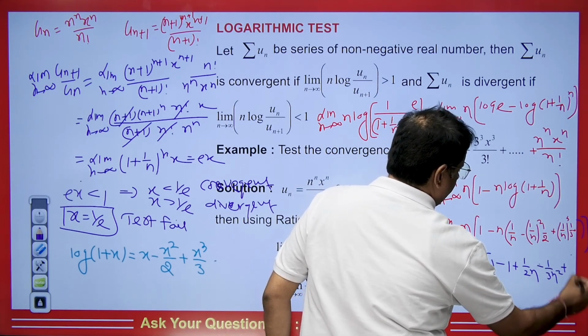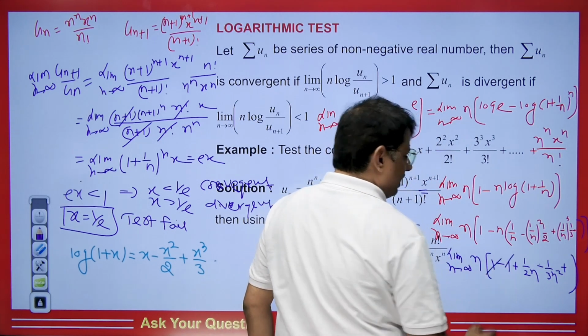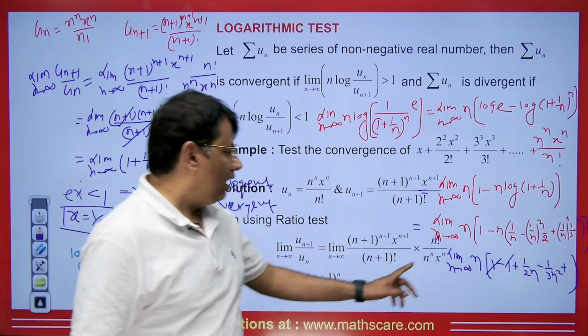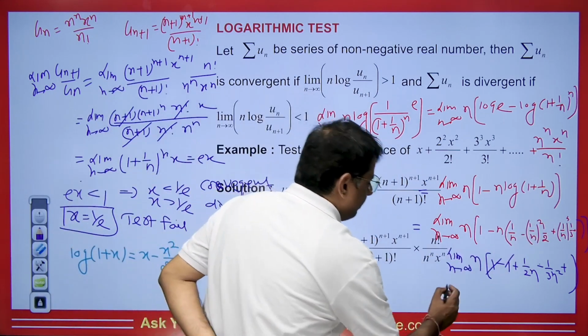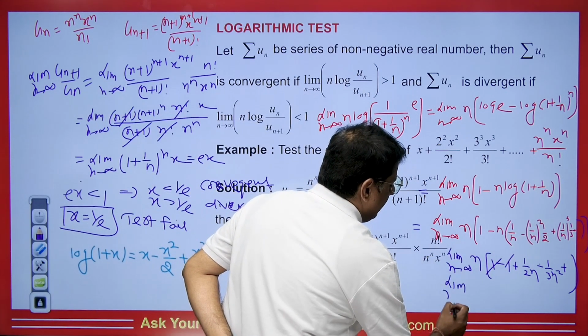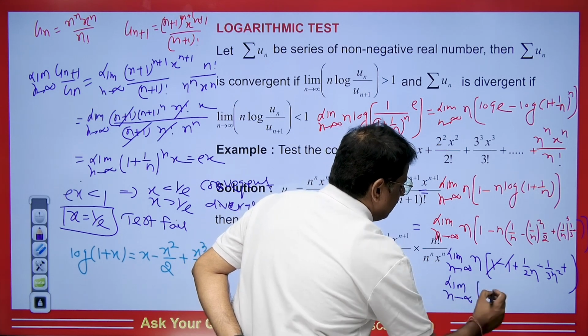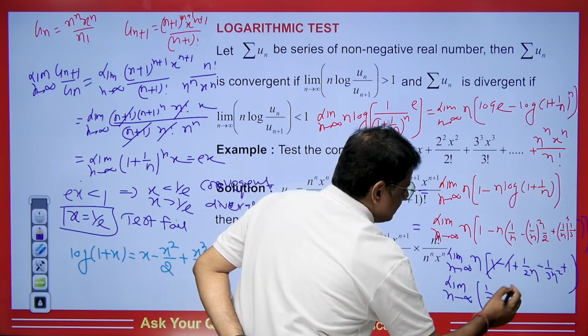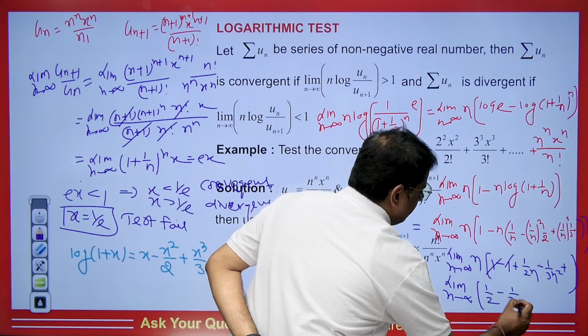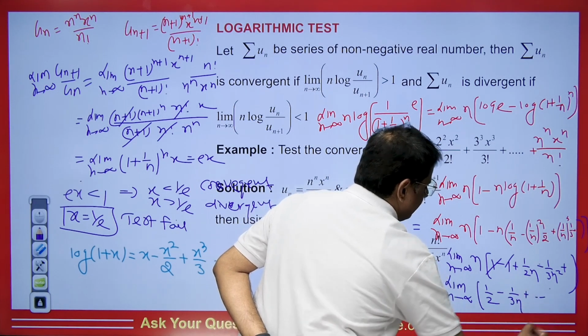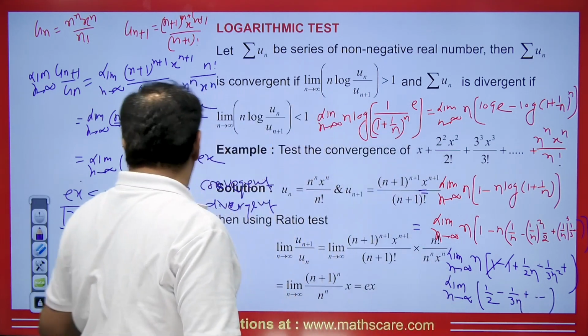In this way, we will get the term for this. Now, you can clearly see that 1 is cancelling 1 here. We will keep this n inside as well. When it goes inside, then we will get limit n tends to infinity. Okay? From here, we get 1 divided by 2 because n cancels out n. Minus 1 divided by 3.